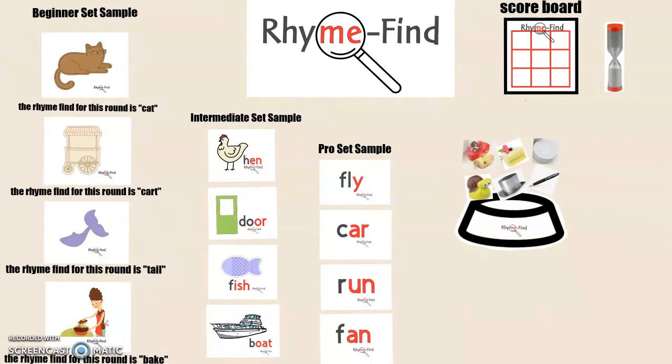can really help teach rhyming by the teacher modeling what it is that a rhyme is, what a rhyme sounds like. For example, when the teacher is using the rhyme find for this round is cart, the teacher could say, which part of the word are we looking for when we're looking for a rhyme? Are we looking for the cup part? No, we're looking for the art. What words can you think of that rhyme with cart? Art. And then the goal would be for the students to find the heart in the container.